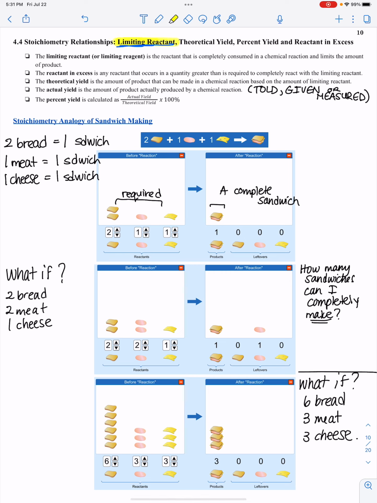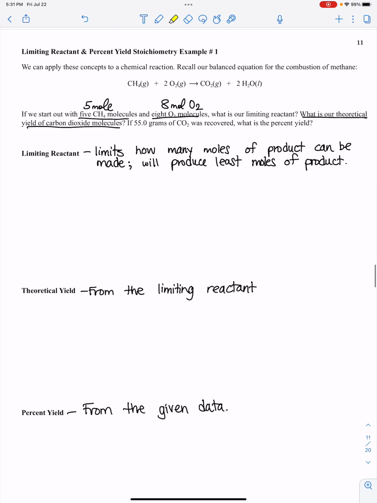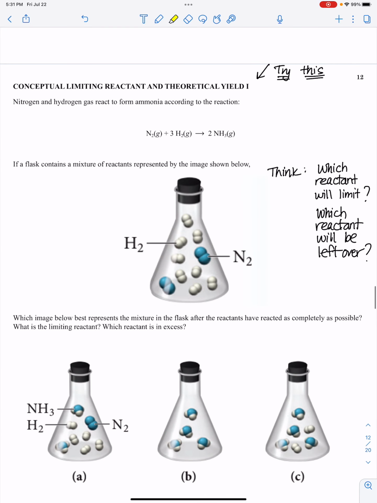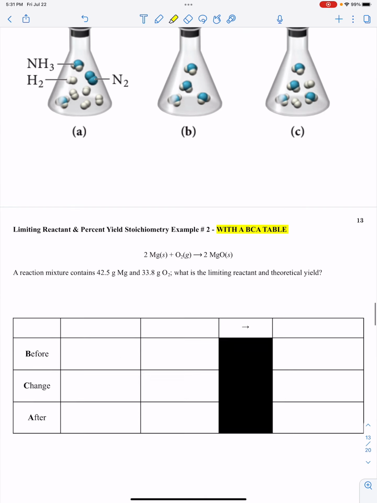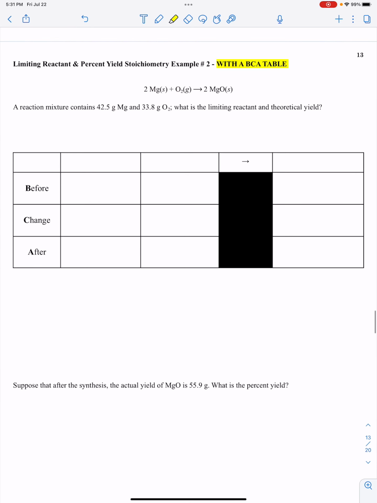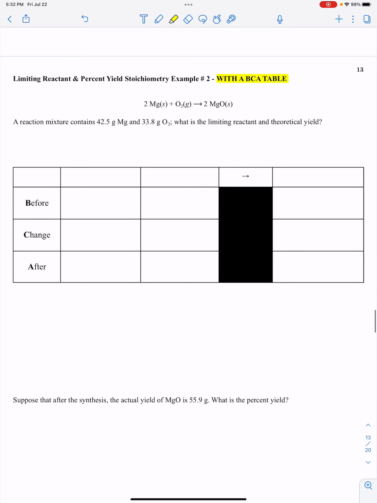And so we are going to probably spend like a 2-part here. I'll probably do an analogy with sandwiches and then do an example and then have you try the conceptual limiting reactant and theoretical yield number 1 and leave it at this for this video. And then in my next and last video of this unit, I'll work with doing these type of calculations with a BCA table and end with just you doing some practice.